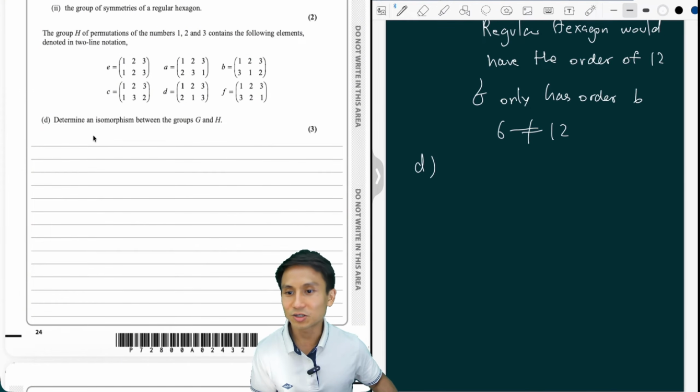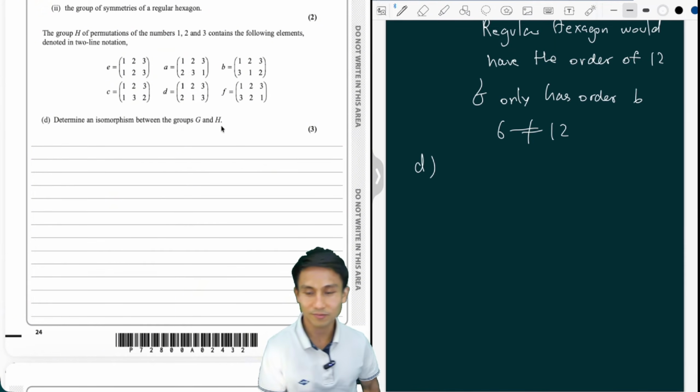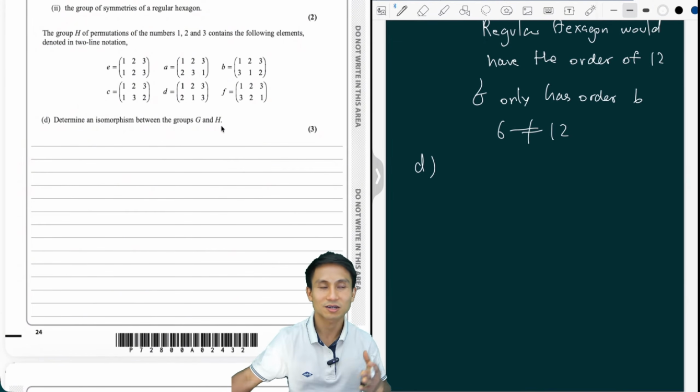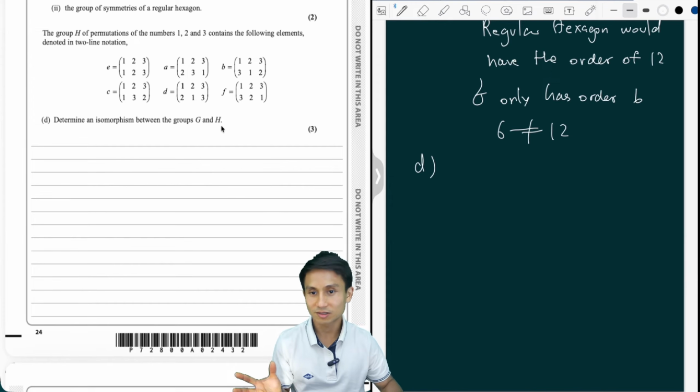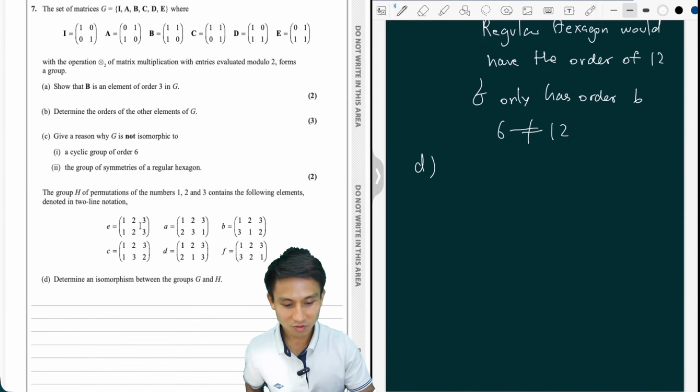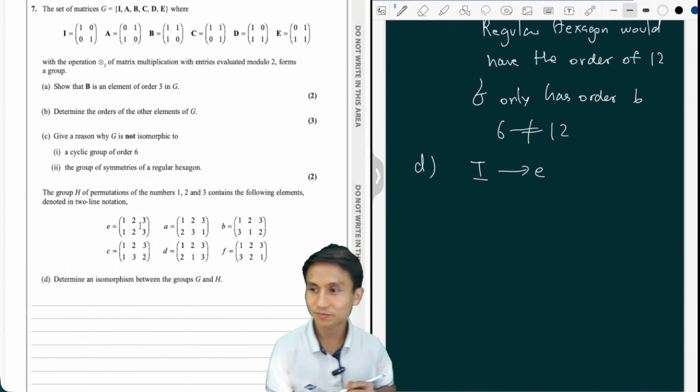Determine an isomorphism between the groups G and H. So we're going to basically match all the elements from the set G to the group H. The easiest thing we can get started with is just to match I to E, because E is the identity element here. So that we can do, I match to E.